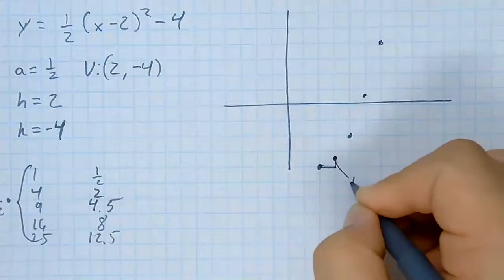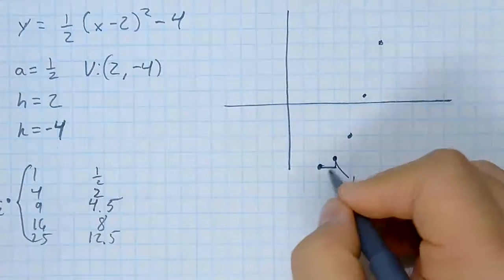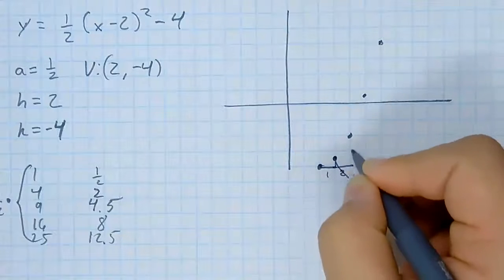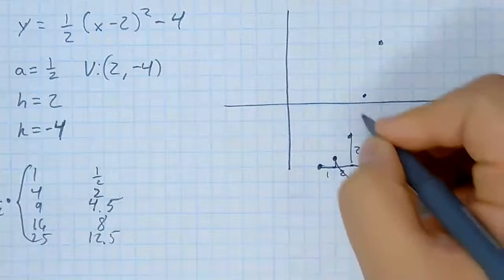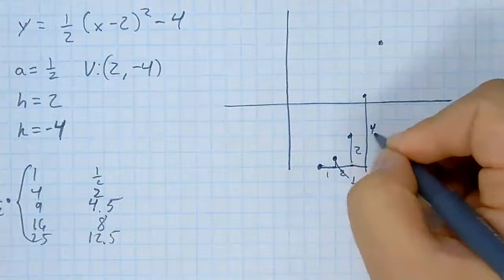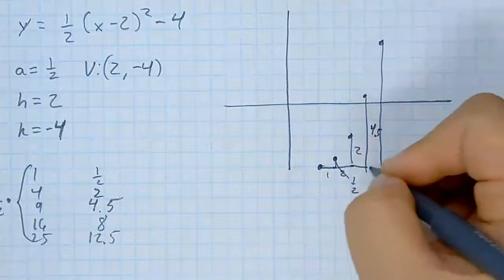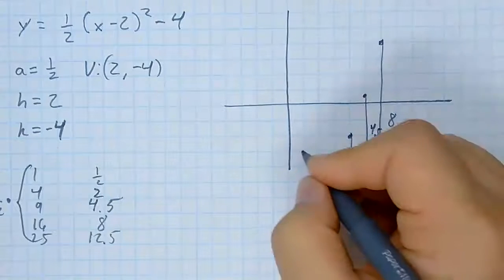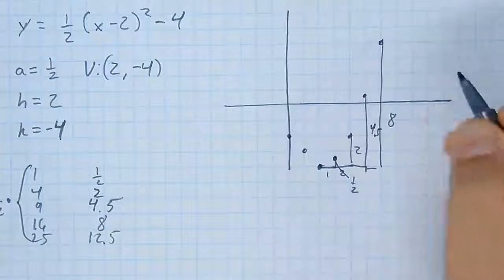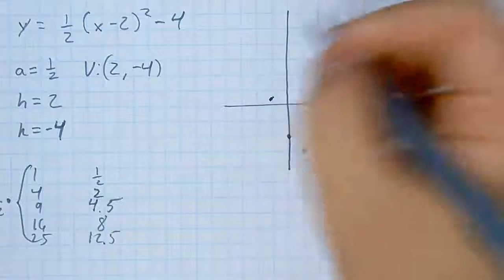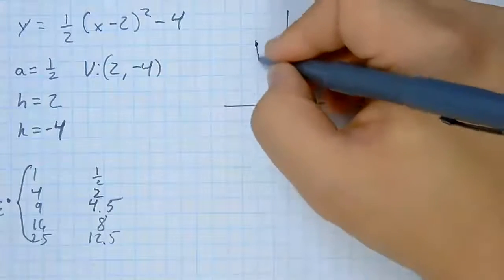So we go 1 away, we're going up 1/2. As we get 2 away, going up 2. As we go 3 away, we're going up 4.5. We go 4 away, we're going up 8. And we use our line of symmetry to fill in the other side.